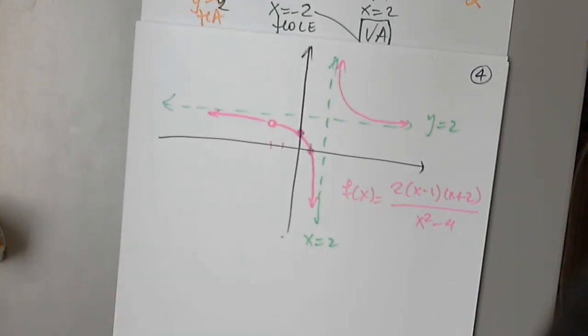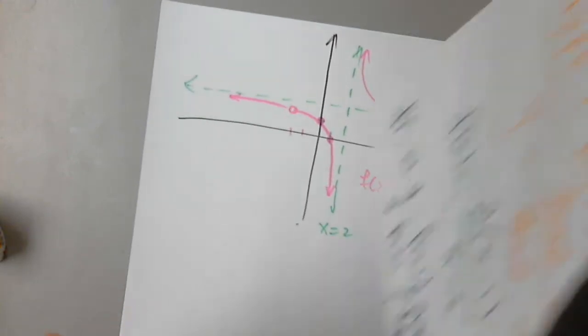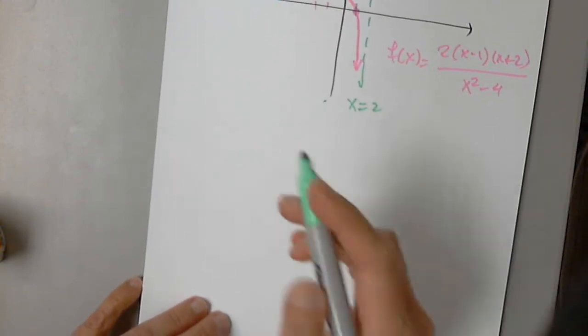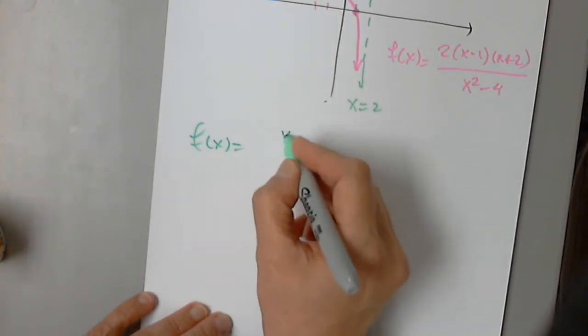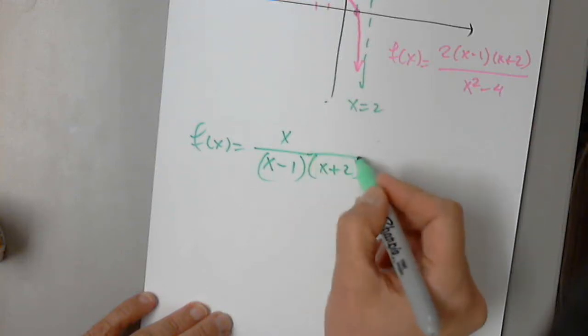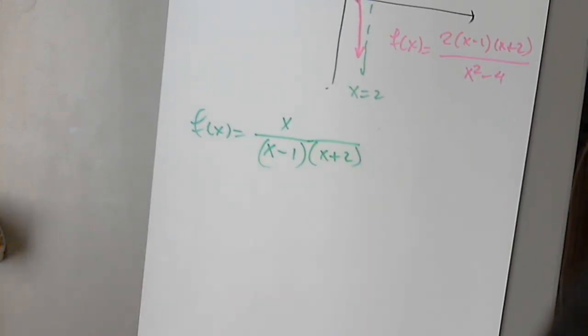Now, I think we're ready to move on to type 2. So here's an example of type 2. Ready for type 2? Okay, so let's say f of x equals x divided by (x minus 1)(x plus 2). I claim that this is type 2. Is it? Because the degree at the top is smaller, plus 1, exactly. That's good enough. Awesome.